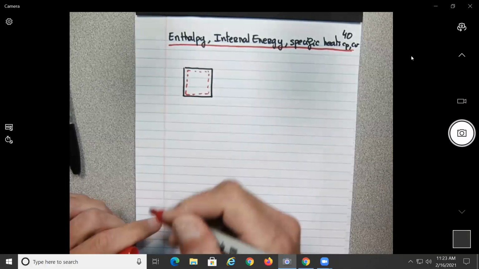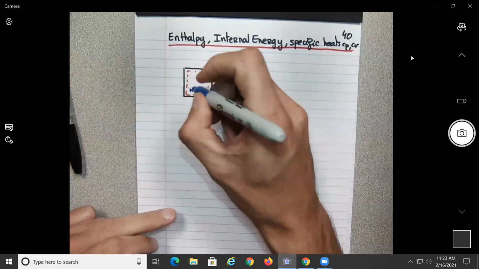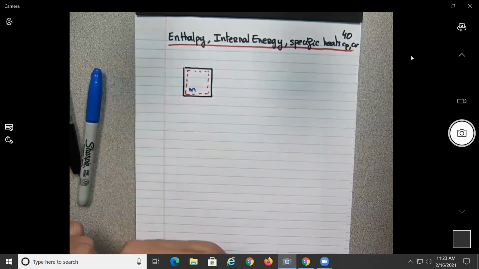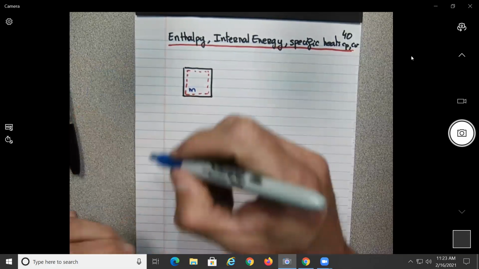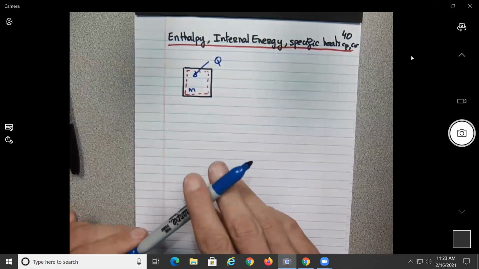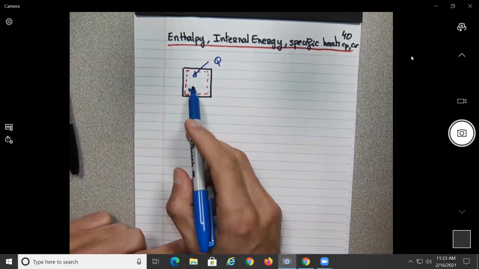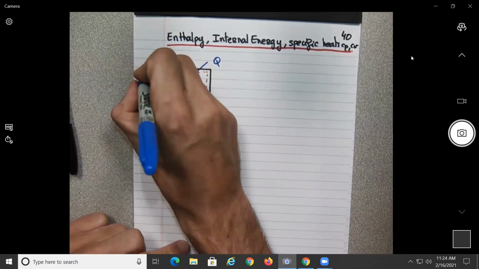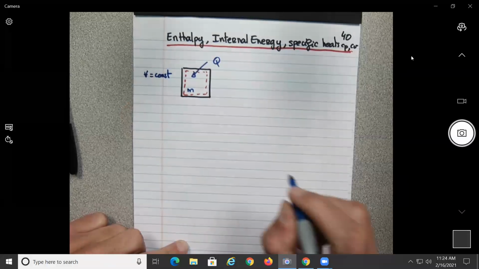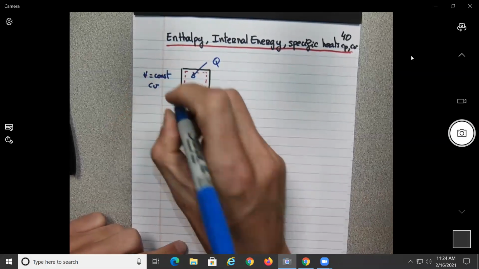So this is your system. The amount of mass, let's say, will be constant over here. And imagine that into your system you add heat, okay? So in this case, what is constant? In this case, you see that the volume is constant. So in this case, you have to deal with Cv.